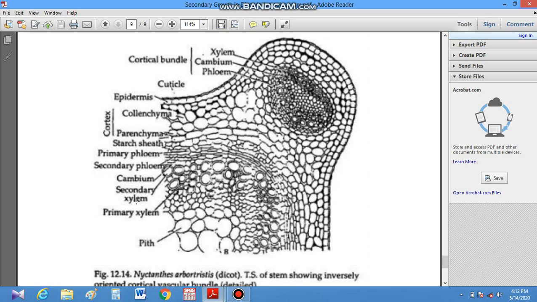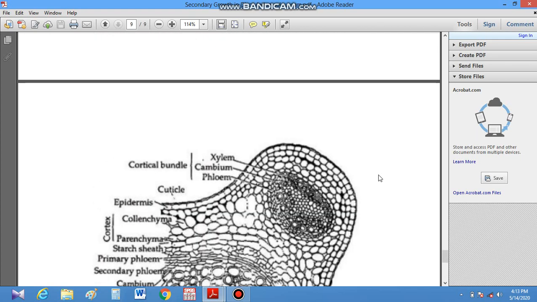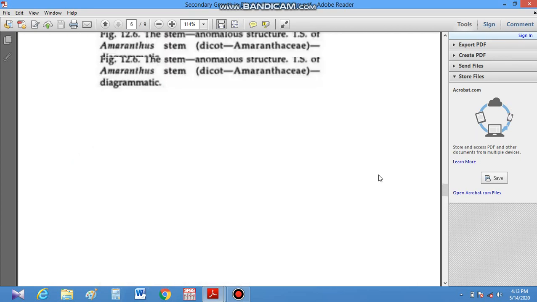Here are also present primary xylem, secondary phloem, primary phloem, but these show the normal behavior. Due to the abnormal behavior and abnormal position of the cambium, there is a formation of another type of vascular bundle, called the cortical vascular bundle, which is inversely oriented. That's why it is called an inversely oriented vascular bundle. So we have discussed the anomalous secondary growth by taking some examples.